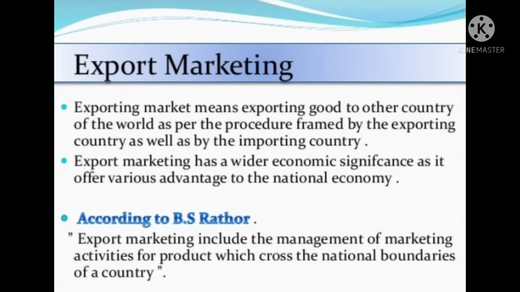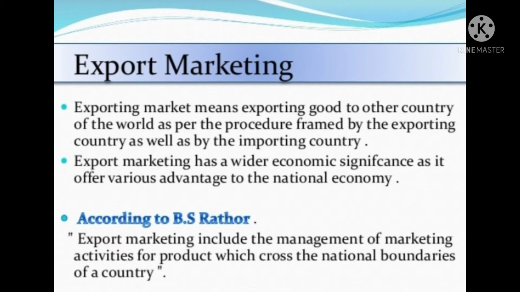So, in Unit 5, we are moving on to the next topic, that is export marketing. Exporting market means exporting goods to another country of the world as per the procedure framed by the exporting country as well as the importing country. So, whichever country is exporting the products, they have to strictly follow the rules and regulations of both the exporting country as well as the importing country.